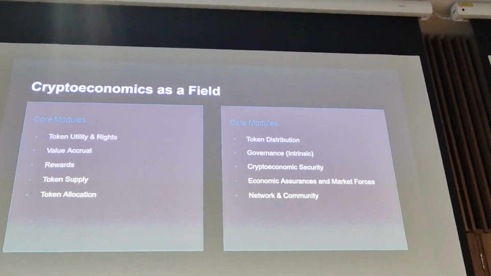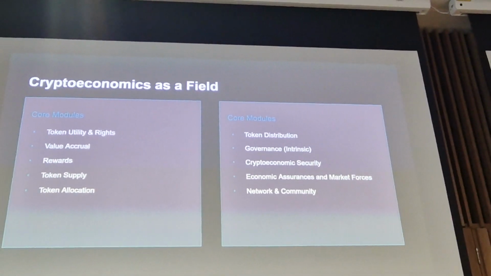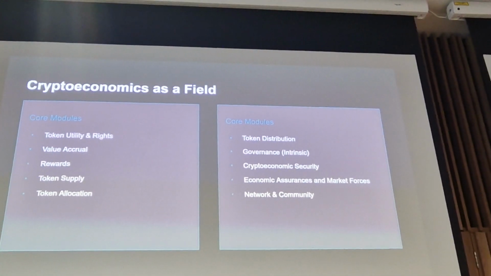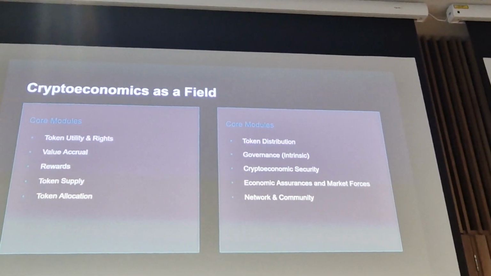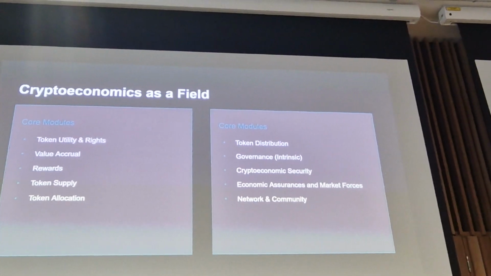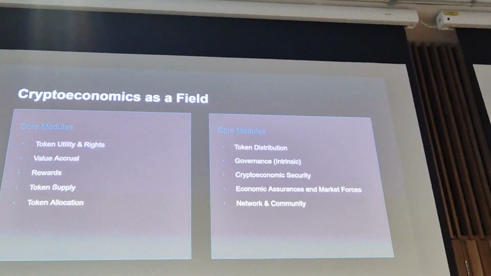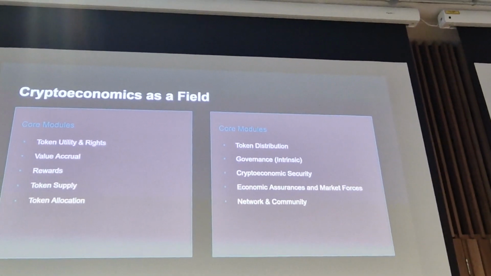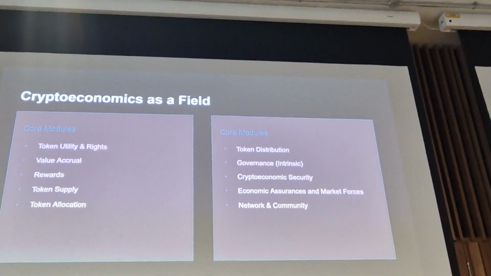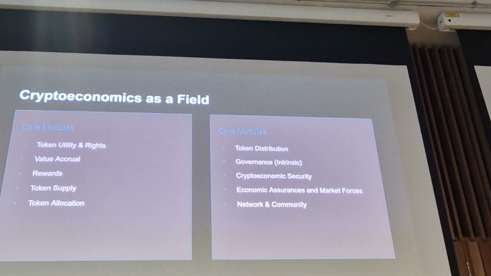So these are the core areas that we define under cryptoeconomics. So token utility and rights, which we'll be talking about in a couple of slides here. Value accrual, so how value accrues to a system, and then ultimately the tokens. Rewards, both token and non-token based. Supplies, the total token supply that exists, and how that changes over time. Token allocation, so how different tokens are awarded and distributed to different stakeholder parties. Then the actual distribution mechanism itself, whether it's a sale, airdrop, or otherwise.